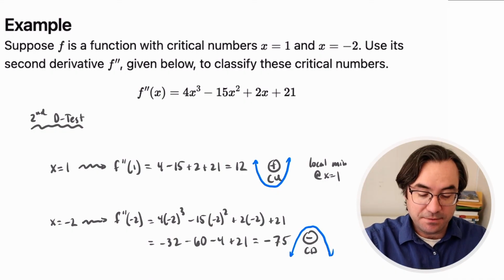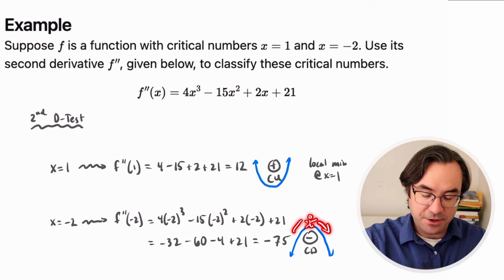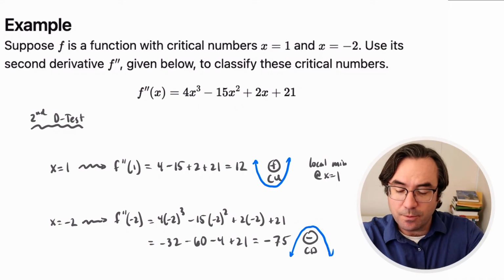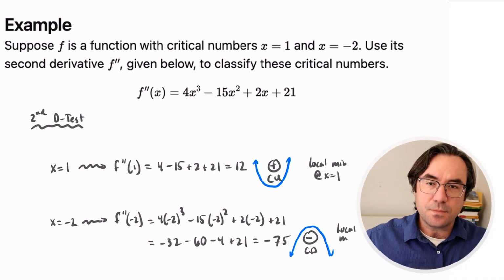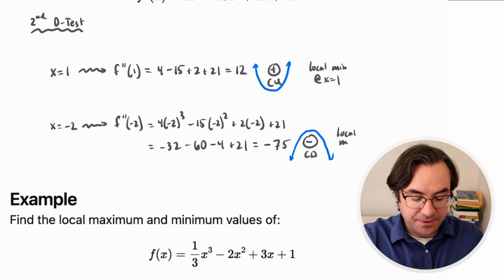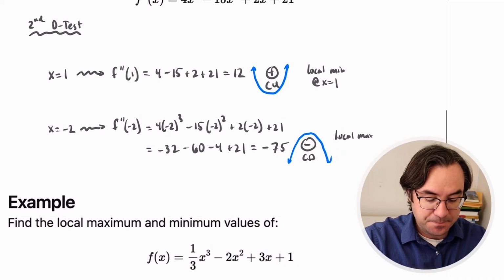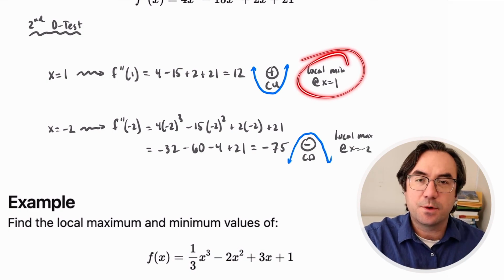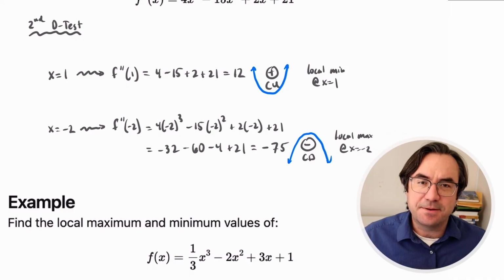And what does it look like? Well, imagine if we were standing on our curve, we're up here, it's downhill in both directions. Well, it's going to be a local max. So what we're seeing is we have a local max at this critical number. All right. So we've got one critical number where we had a local min, one where we have a local max. So this test, like I said, really quick.